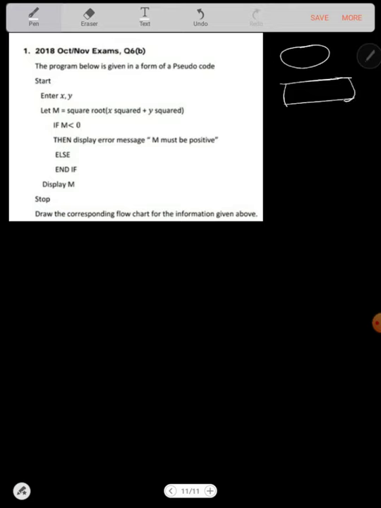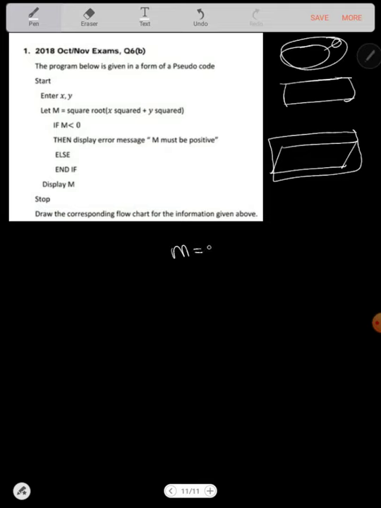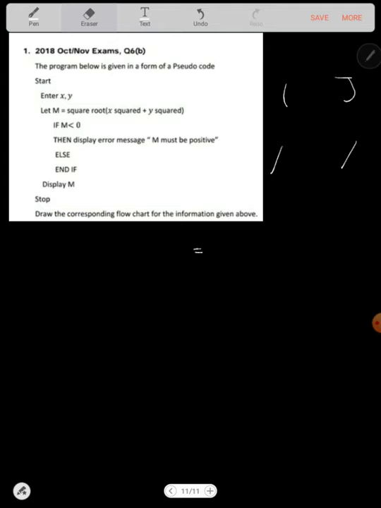Then for enter, you use a parallelogram for input as well as for output. So this is for enter, and for stop use this. For input and output you use this. For a formula like m is equal to, for example, the square root of b plus a, use a rectangle. For a decision where you have if and everything, use a diamond. So we can go into the question and answer it.